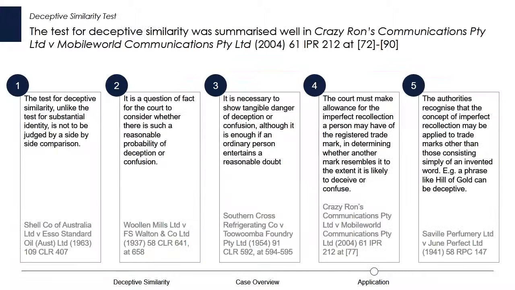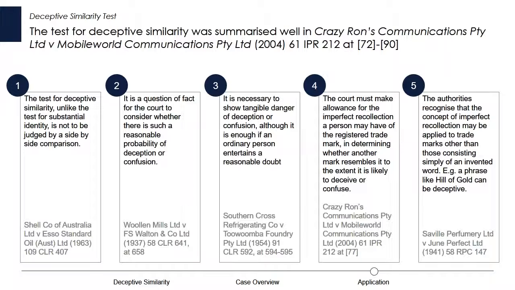similarity today. The test for deceptive similarity is complex and has been developed and refined over the years in a number of different cases, including the Henschke case. It was quite well summarized in the Crazy Ron's communication case, and I've put up here a summary of the steps in the test. Now, in the interest of time, we won't run through these in detail, but just briefly, it is worth highlighting each of them.